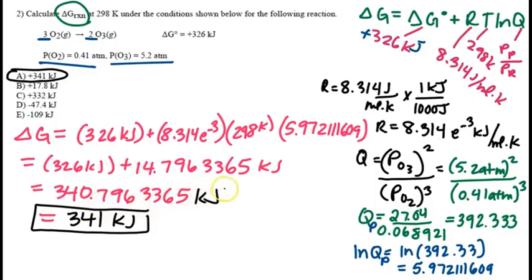340.7963365 kilojoules. Now, how many significant figures do we have? Well, technically, as you can see, we do have 2 significant figures if we're going off of partial pressures, but our answer choices have 3. So we're basically going to write 3 significant figures because that is what our answer choices have. So our answer is going to be 341 kilojoules, or letter A.